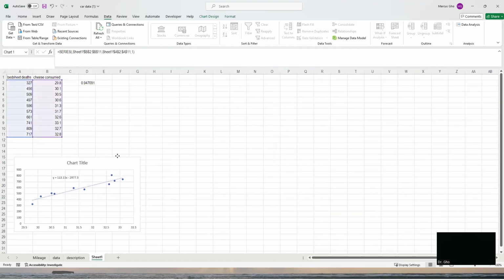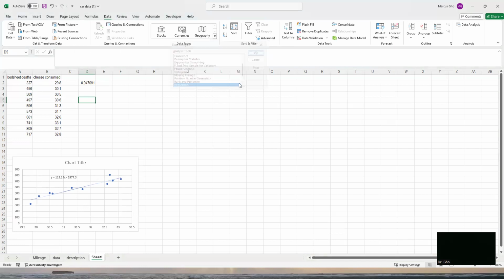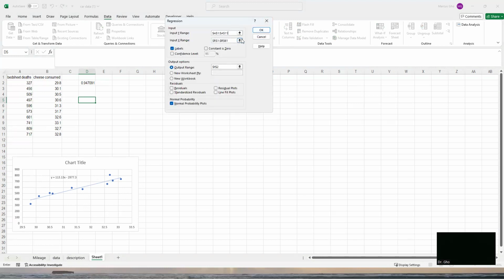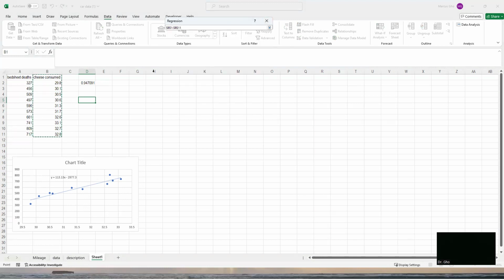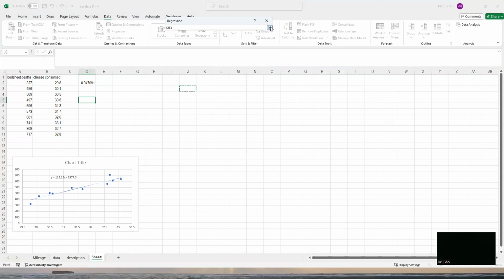We can do the same thing over here. I'm going to throw this over here. So we're looking at the number of deaths. That's what we want. Data analysis, we'll run a regression. On the labels, we're going to have the number of deaths, which is a function of cheese consumed. And this one will output it right there.